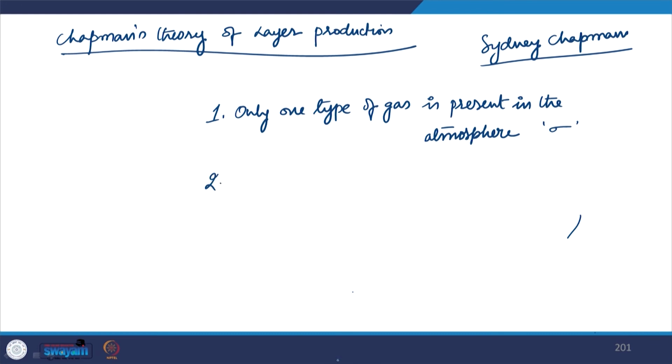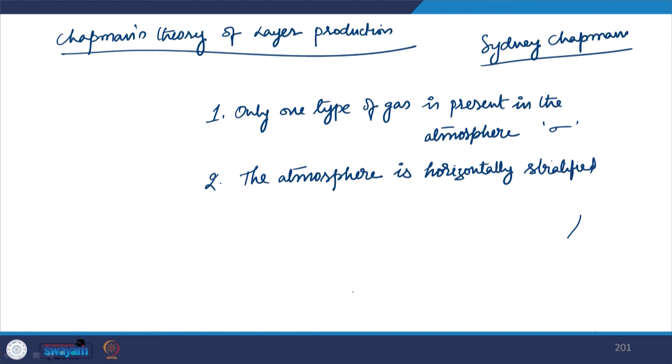The second assumption: the atmosphere is horizontally stratified. What does it mean? There are no fluctuations as long as you are confined to one particular height. Things change only when you move up. The third assumption is that the incident radiation is monochromatic and parallel.